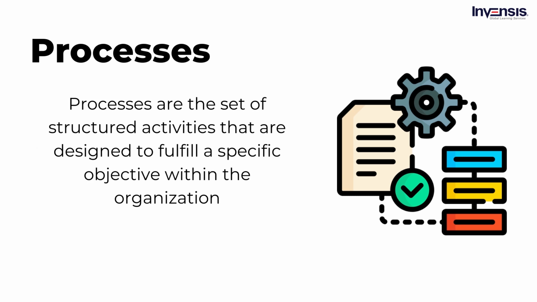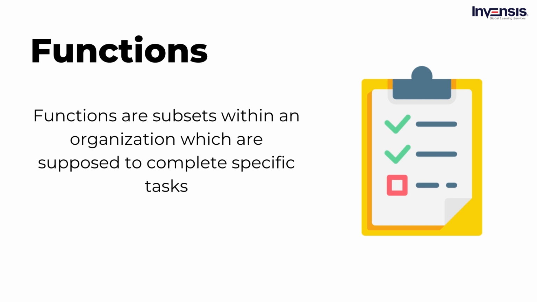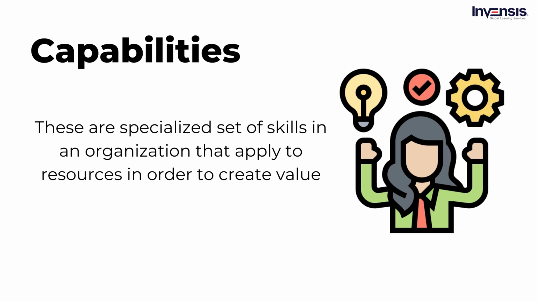Then our second main terminology in ITIL, processes. Processes, these are the set of structured activities that are designed to fulfill a specific objective within the organization. Our next terminology in ITIL is functions. Functions are subsets within an organization that is supposed to complete specific tasks. This is all about functions. Now, let us discuss our next terminology, which is capabilities. Capabilities are a specialized set of skills in an organization that applies to resources to create value.